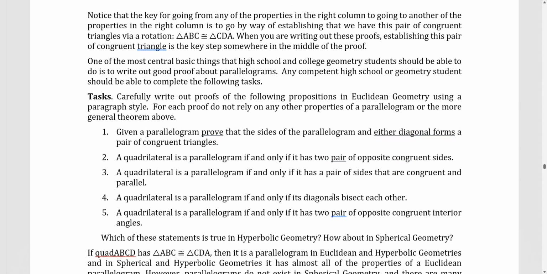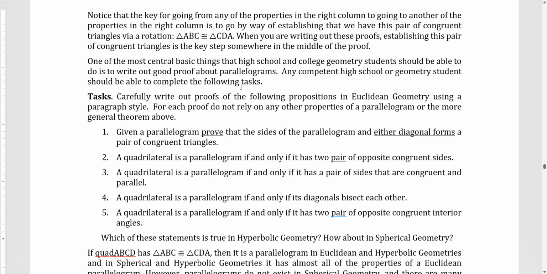Notice that the key for going from any of the properties on the right column to any of the other properties in the right column is to go by way of establishing that we have this pair of congruent triangles via rotation. Triangle ABC is congruent to triangle CDA. When you're writing out these proofs, establishing this pair of congruent triangles is the key step, somewhere in the middle of the proof.